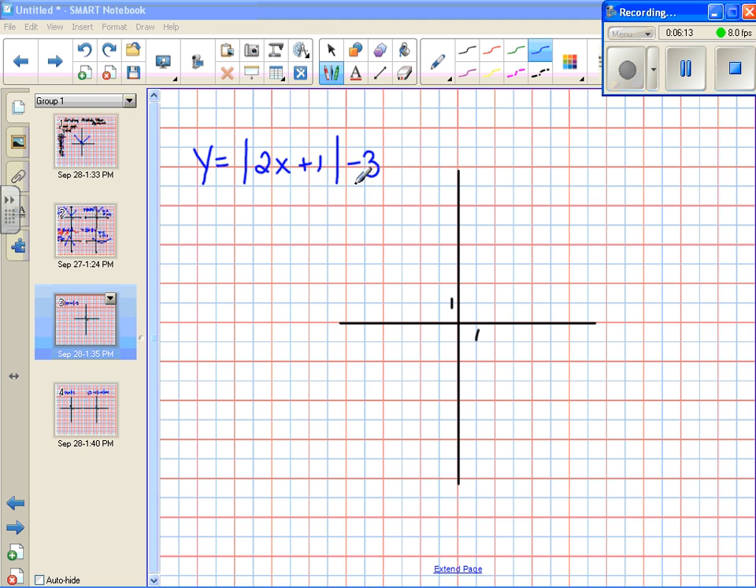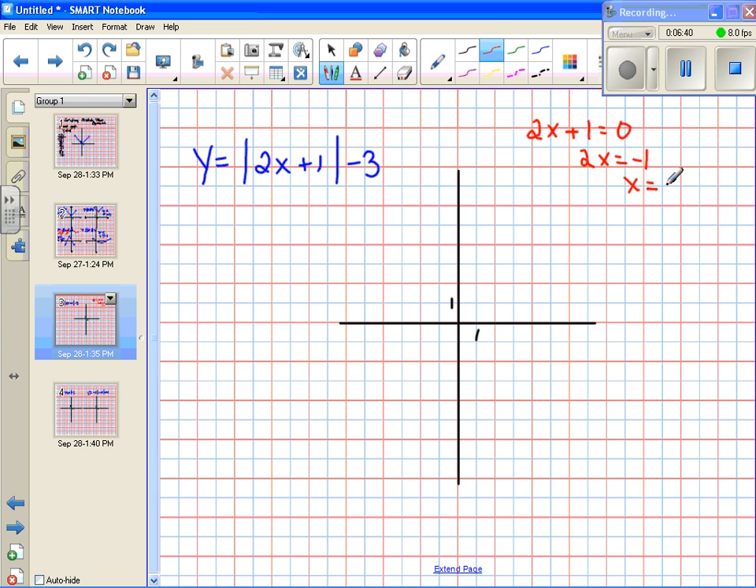Now this graph is going to be a little different. It's not going to just move 1 to the left. When I need to find the value that it's going to move to as far as horizontally, what I'm going to do is set the part that's inside the absolute value equal to 0. And I actually could do this on all of them. It's just easier to use the opposite. But if I solve this for x, I'm going to get 2x equals -1 and x equals -1/2.